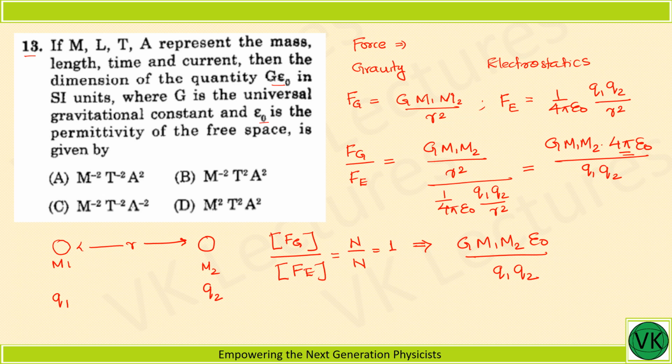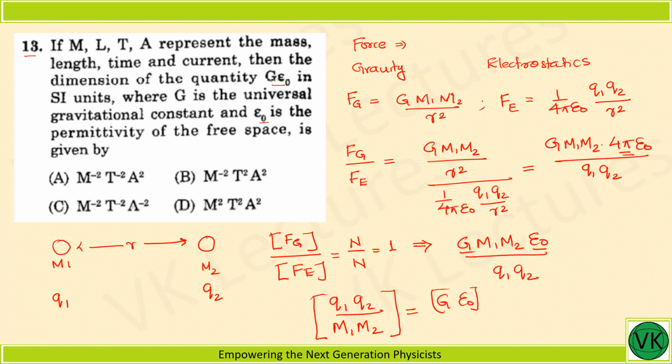Now this is unity, so G and epsilon naught, the product, is what we wanted. Keep these two here and bring all other quantities to the left. So q1 q2 by m1 m2, so let us write to indicate that this is a dimension, is equal to G epsilon naught.